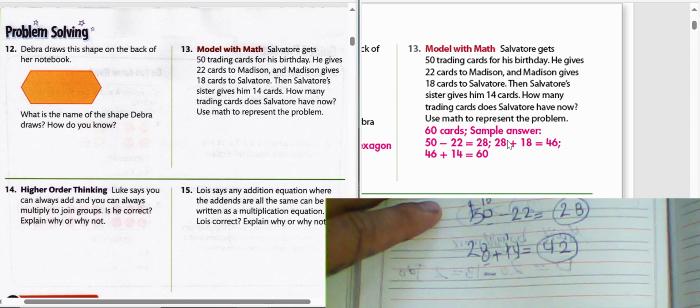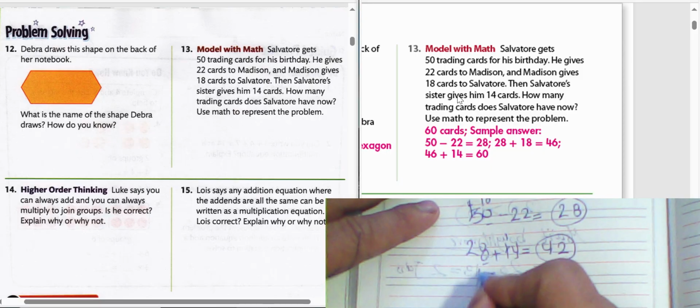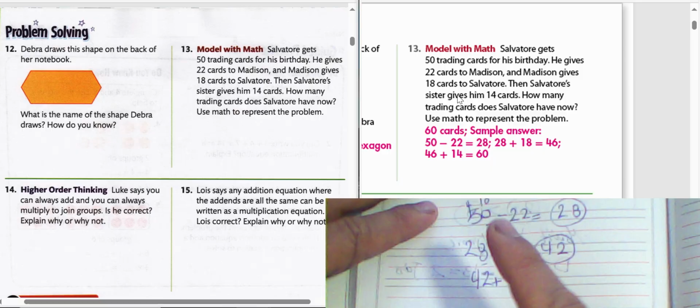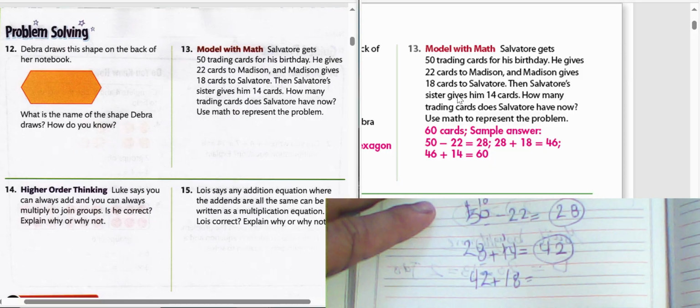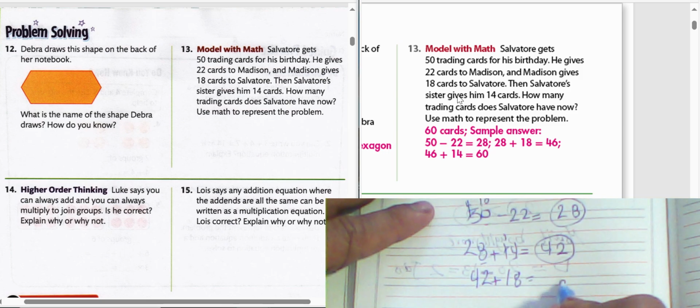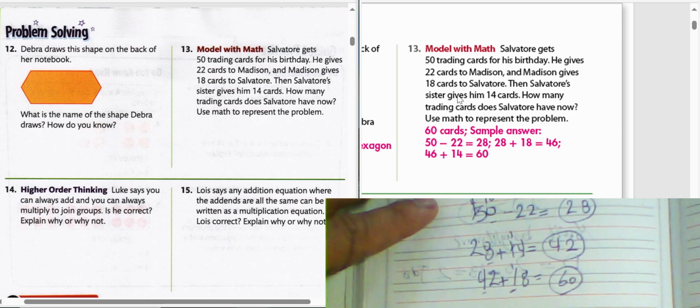And then how many cards does Sylvester have now? We have 28 and 14 cards. Madison gives 18 cards to him also. Then we can write 42 plus 18 cards from Madison, because Madison gave him again 18. 8 plus 2 is 10, 0 and carry 1. 2 plus 1 plus 1 is 4, 4 plus 2 is 6. And the total number equals 60.